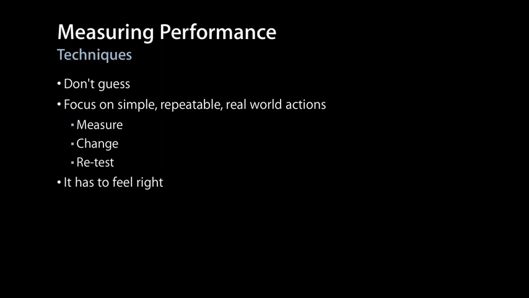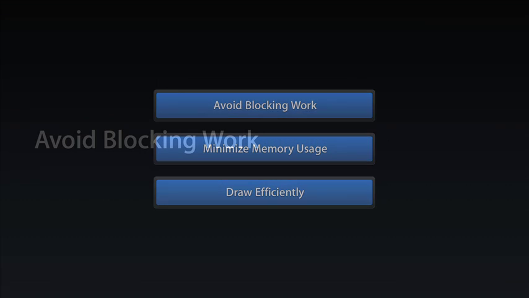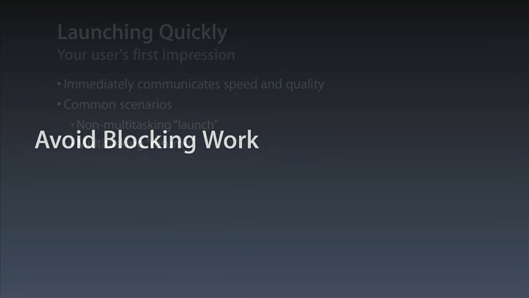Now, with all the work that I do with third-party applications and all the opportunities that I have to see how apps are really performing in the wild, it really comes down to three main areas that contribute to applications either behaving poorly or seeming to have poor performance. It comes down to three things that you want to make sure that you do in your development. You want to avoid blocking work. You want to make sure that you minimize memory usage. And you want to make sure that you draw efficiently. So let's go ahead and hop right into the first one and talk about avoiding blocking work.